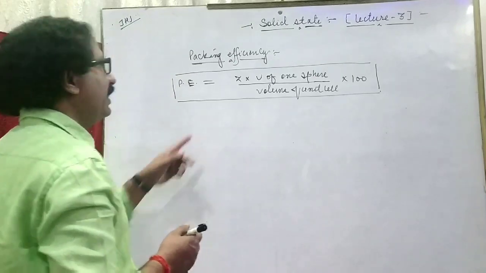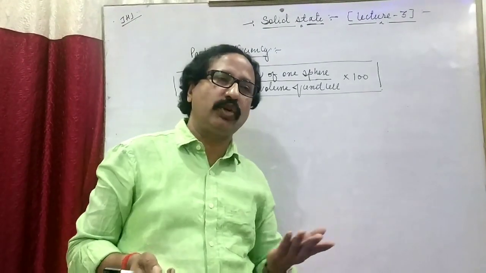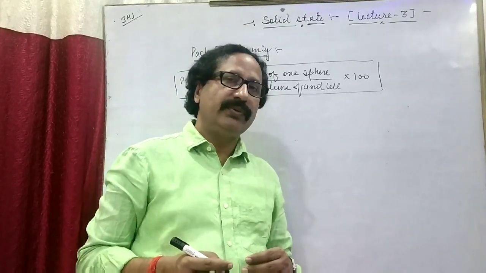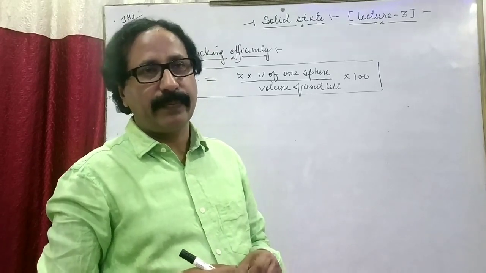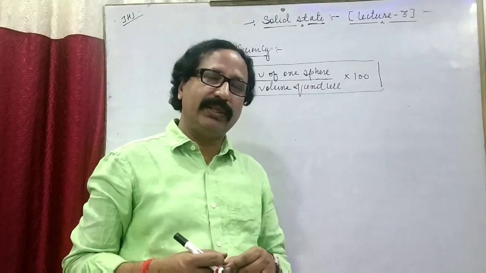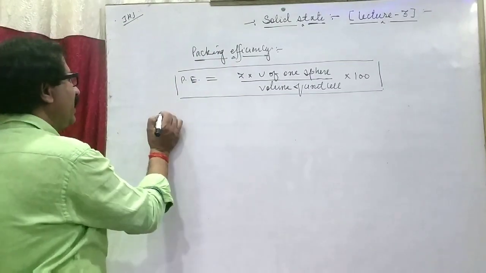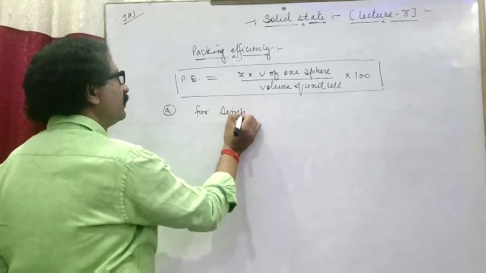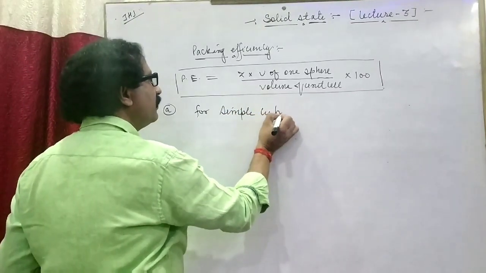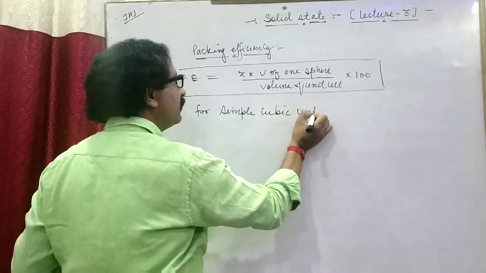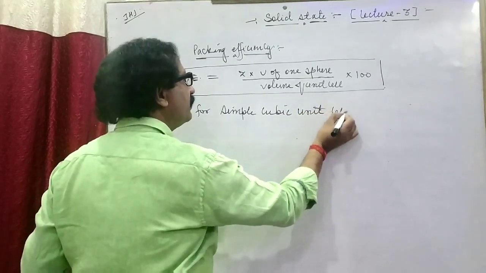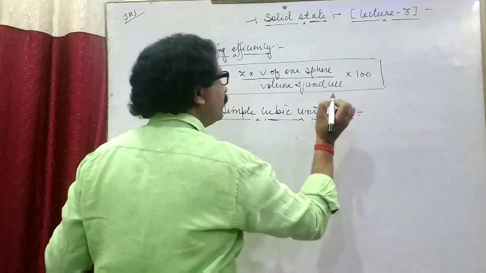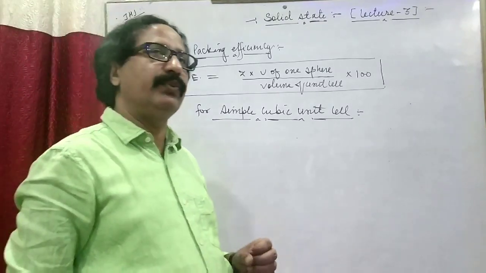Then Z is the number, and you know well for simple cubic unit cell Z is equal to 1, for BCC Z is equal to 2, for FCC Z is equal to 4, and for ECC Z is equal to 2, right? Then first of all we have to discuss the simple cubic unit cell. We have to find out the packing efficiency for simple cubic unit cell.